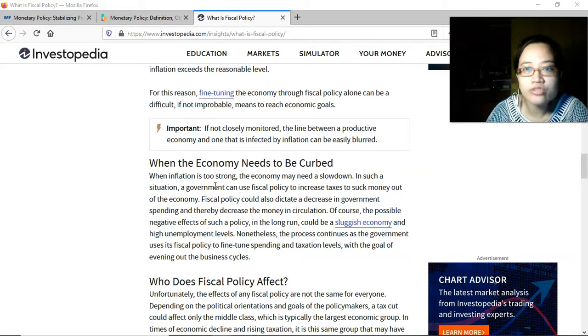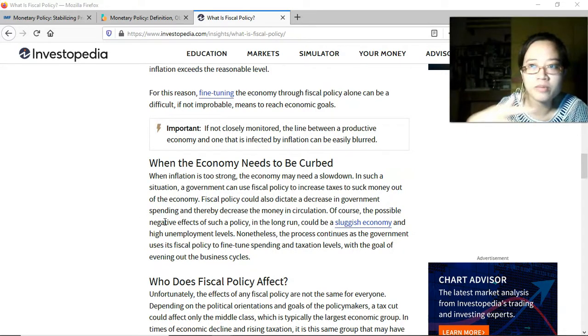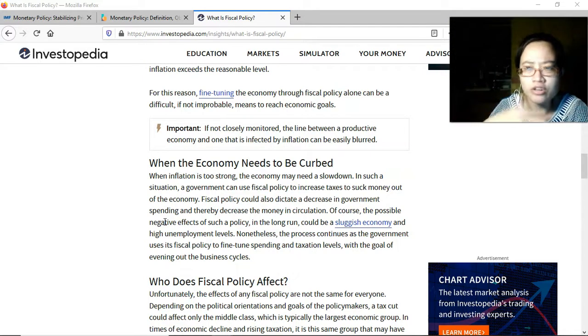When inflation is too strong, when prices are too high, the economy may need a slowdown. In such a situation, a government can use fiscal policy to increase taxes, to suck money out of the economy. So, by paying more taxes, the money goes out from the market to the government. Fiscal policy could also dictate a decrease in government spending. Instead of releasing more money, they would stop or slow down the spending so that the money would not get released into the market, and thereby decrease the money in circulation.